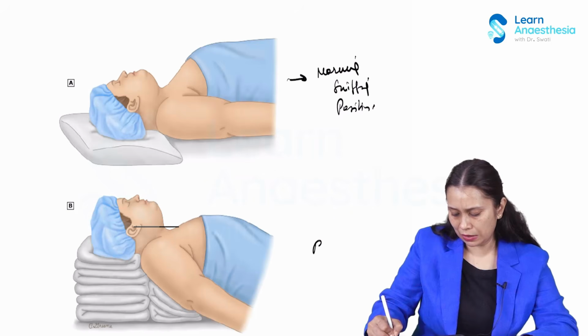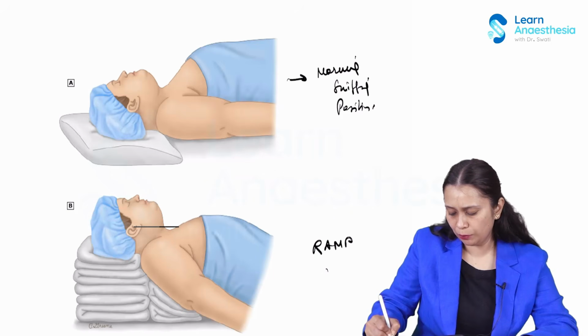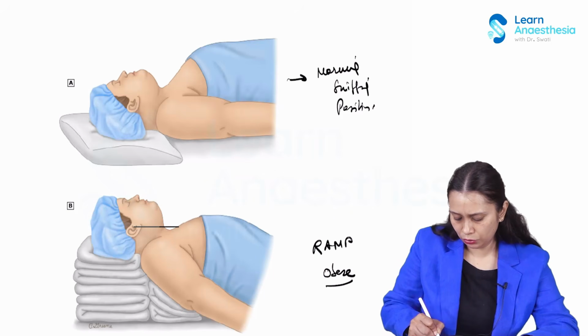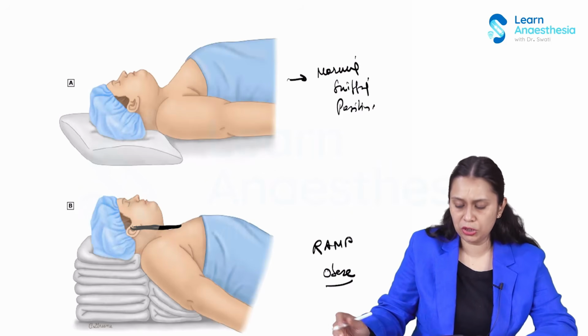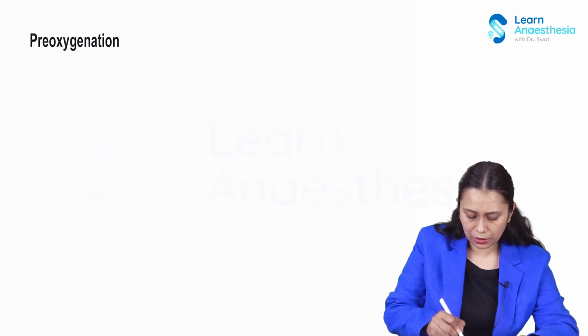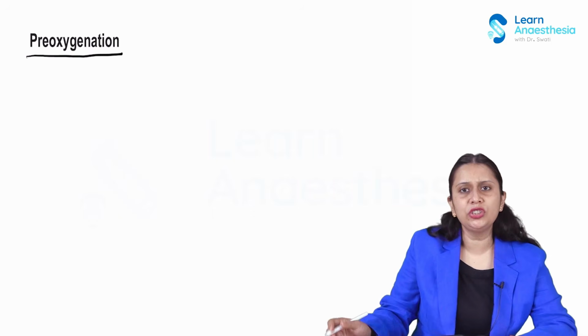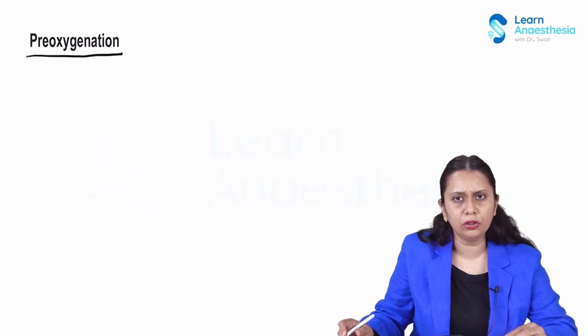And this is the ramp position which we practice in obese patients. So the external auditory meatus and the sternal angle should be in a straight line. Okay. So whether we need to pre-oxygenate before giving the induction agent or not in RSI.